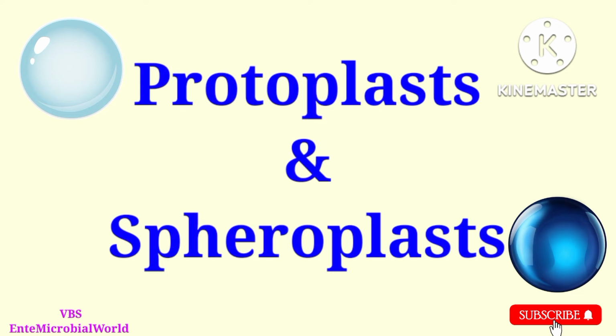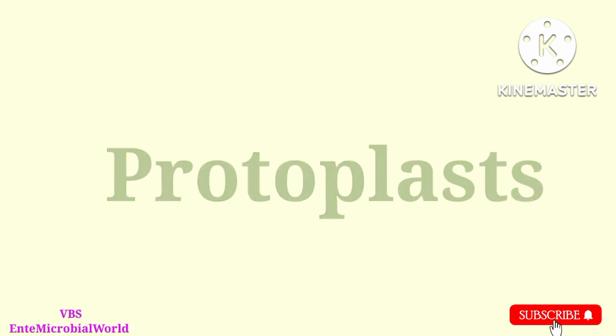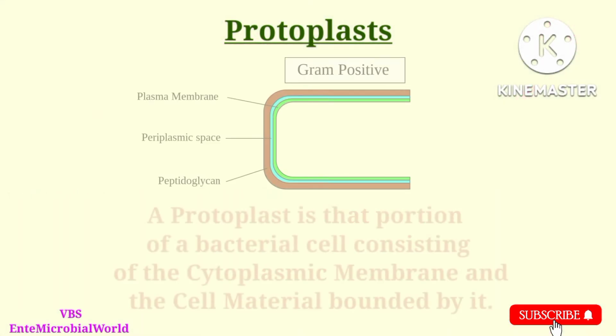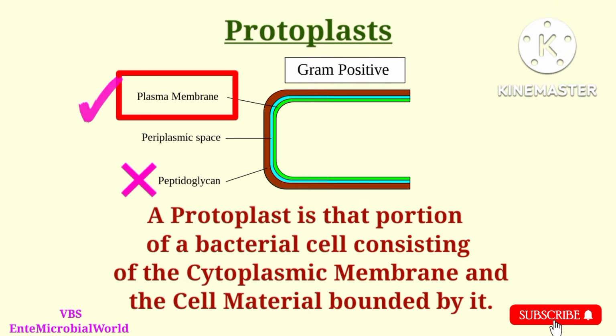In this video, we are going to talk about protoplasts. Protoplasts are produced from gram-positive bacteria. A protoplast is that portion of a bacterial cell consisting of the cytoplasmic membrane and the cell material bounded by it.